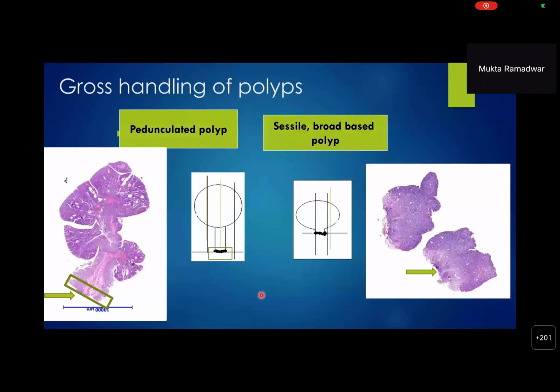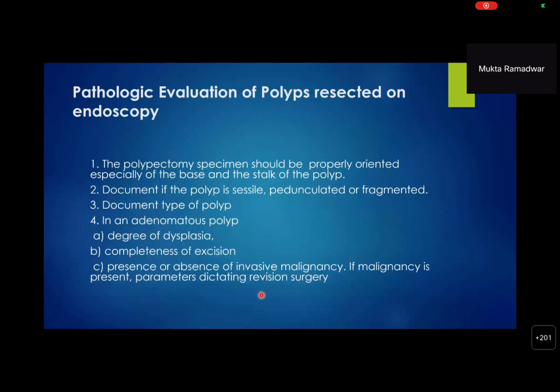So when it comes to the pathology evaluation of polyps resected on endoscopy, this is the information that should be included in the report. The polypectomy specimen should be properly oriented.